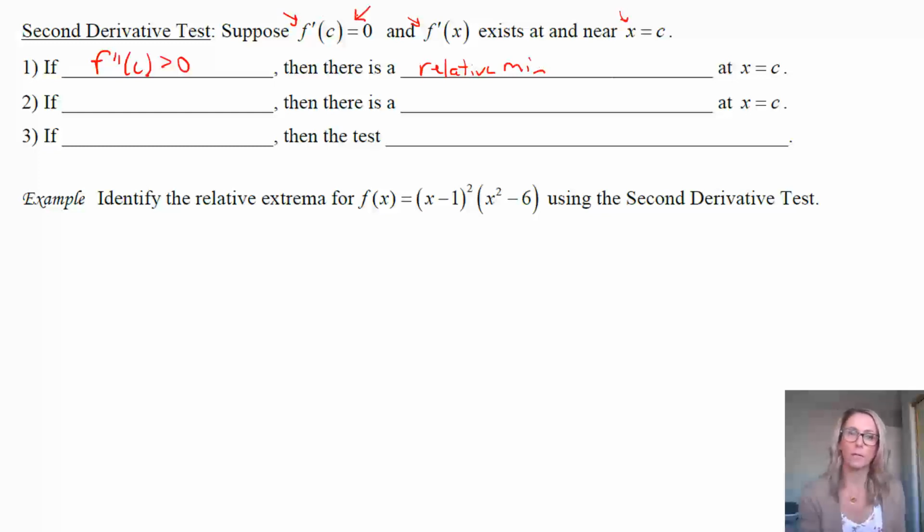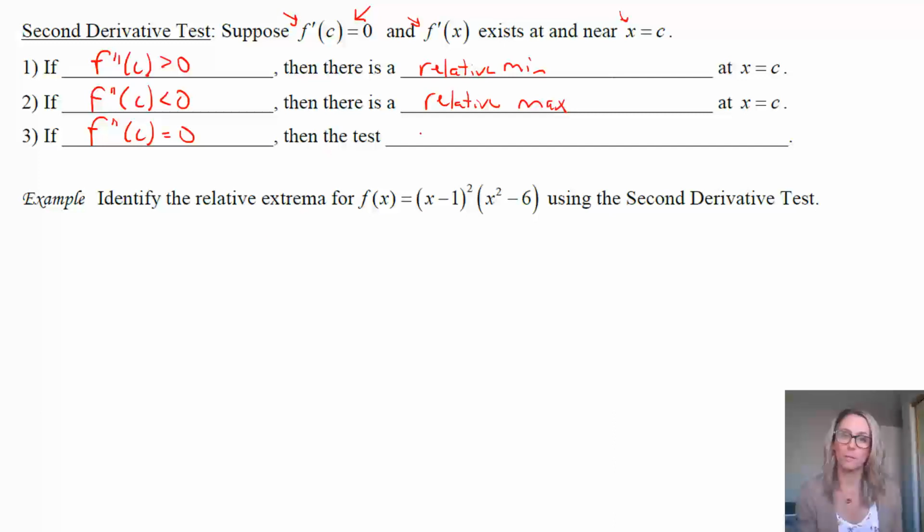So remember, the key thing here is that the derivative is already 0 at that point. The second derivative just tells us that it is a min or a max. If it is less than 0, then there's a relative max. And if it is the case that the second derivative at that point is equal to 0, then unfortunately this doesn't tell us anything. It gives no info.